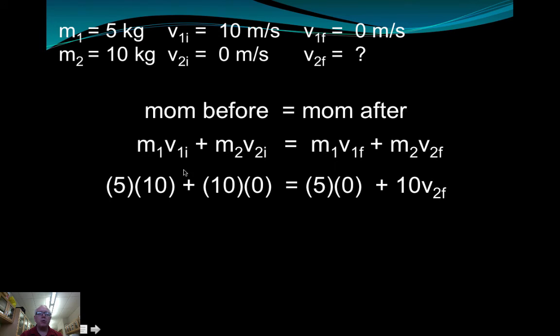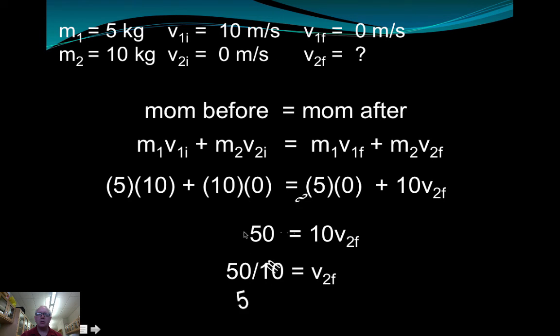When I plug in the numbers that I identified from the beginning, this is what I get. And a little bit of reduction in the calculations. Of course, 0 multiplied by anything is 0. So these two areas cancel out. And then I'm going to undo this last step here with division. And I'm going to come up with my answer that is 5 meters per second.